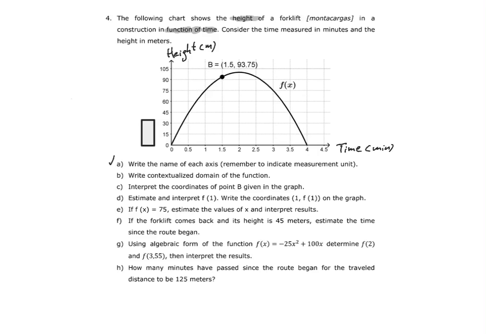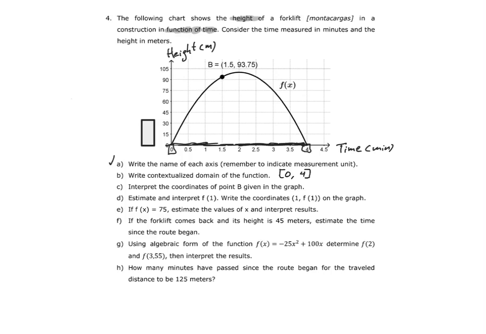Write the contextualized domain of the function. The question is, where does the function actually appear? You can see that the domain always has to do with the independent variable, which is here. And the function only appears when you have time between 0 and 4. So the contextualized domain of this function should be from 0 to 4, and every number in between. So we write the square brackets.